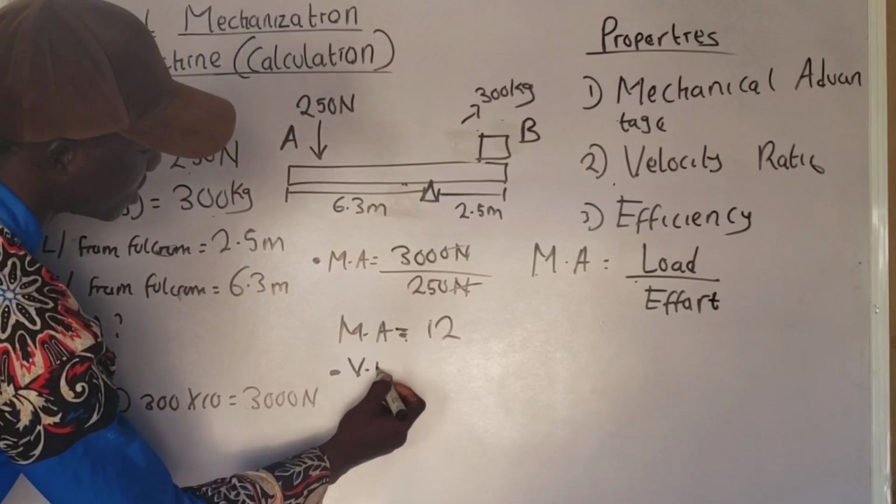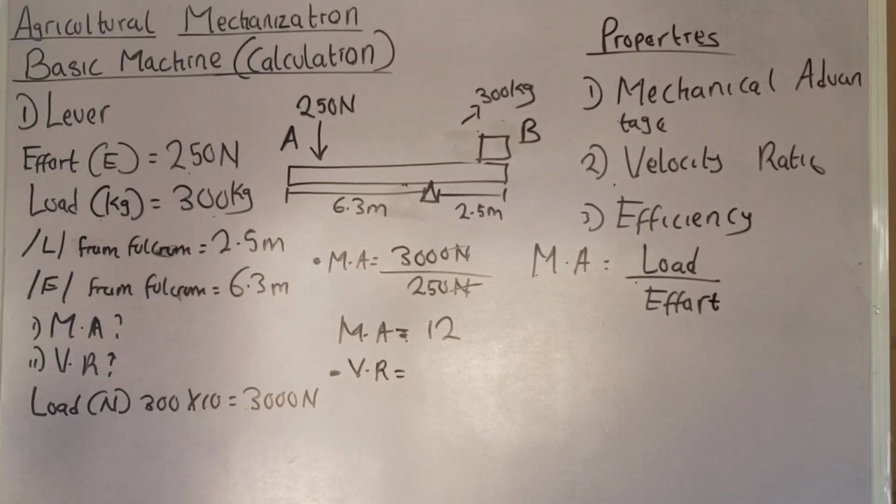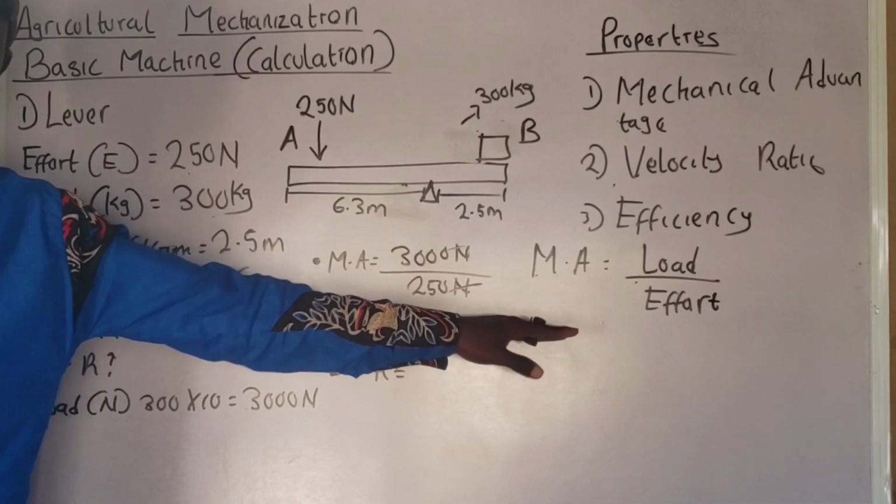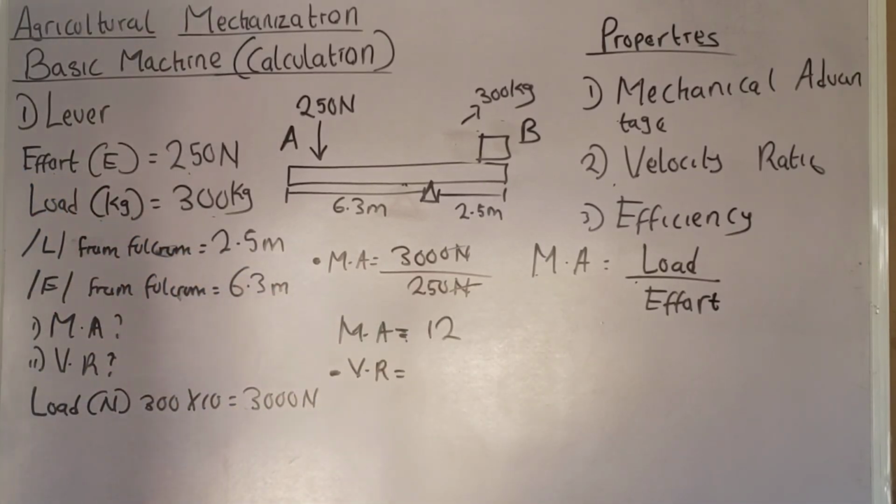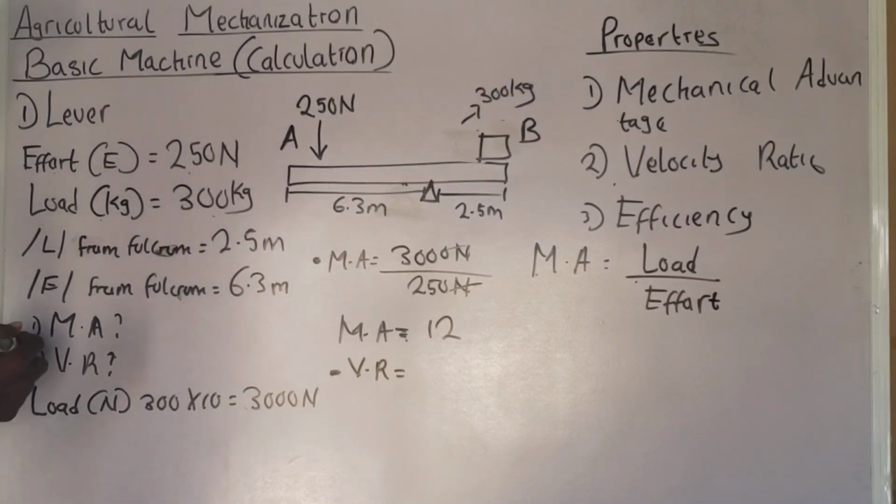The second question is velocity ratio. Please pay attention, this one is very important. When I'm giving you the formula, I intentionally don't give the formula for velocity ratio because with respect to each basic machine, the formula to calculate their velocity ratio might be different. So velocity ratio with respect to lever, we are dealing with lever now, that is the first basic machine. Velocity ratio is given by this formula: the distance moved by effort all over the distance moved by the load.